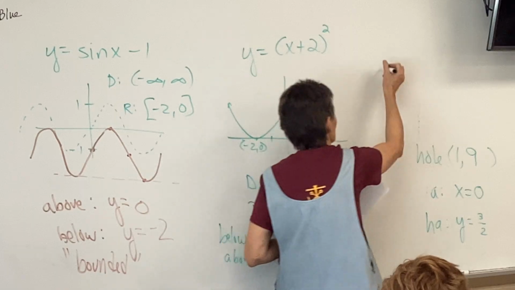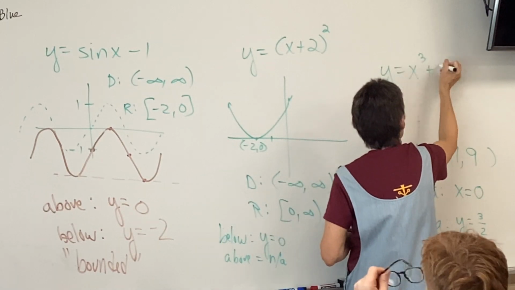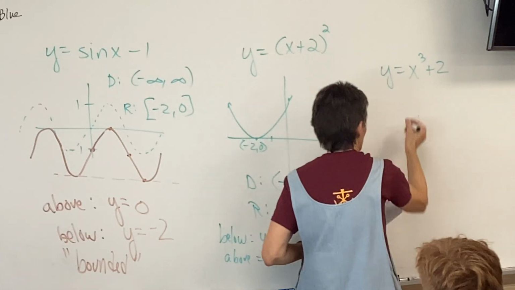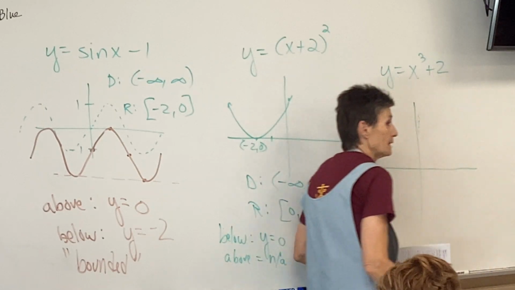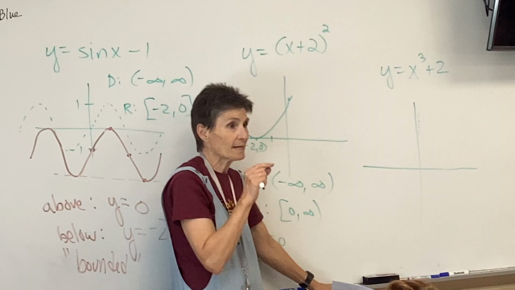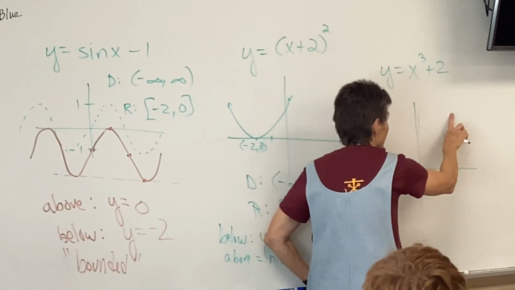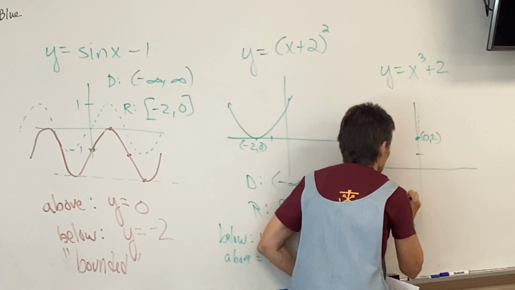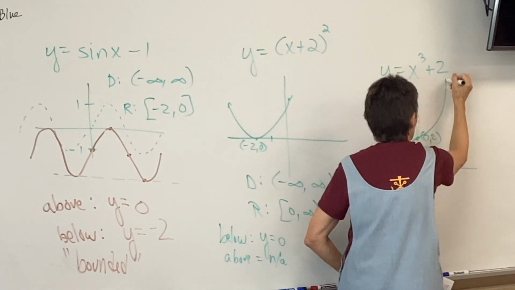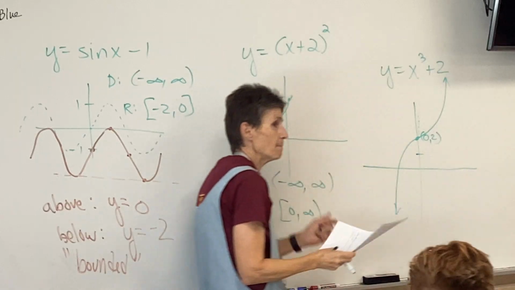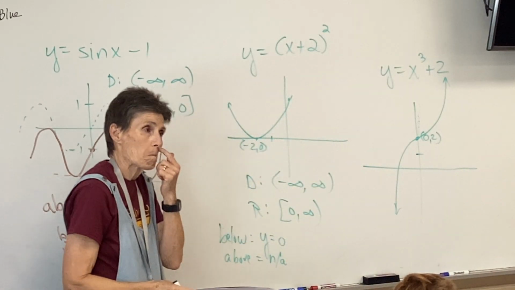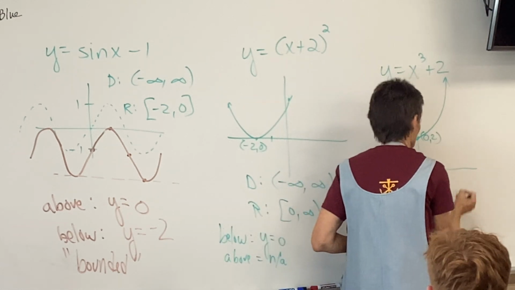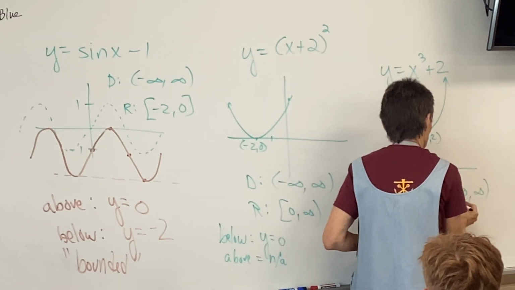X cubed plus 2. What does that one look like? That's your squiggly, but instead of squiggling at the origin, it's going to squiggle up here. Like that? Yes. Domain and range are both everything. Nice.